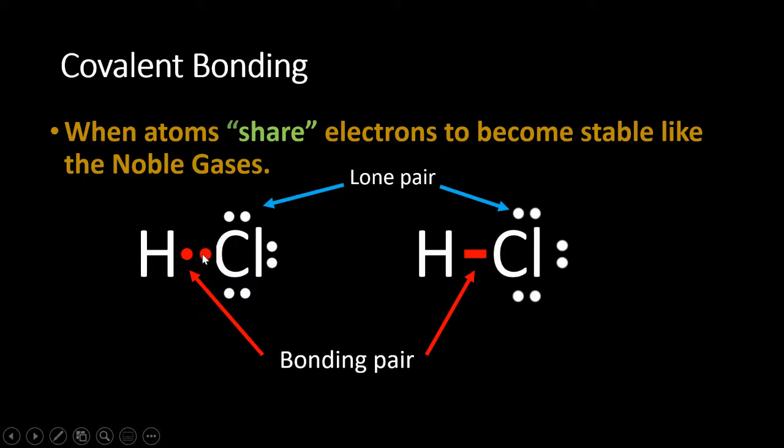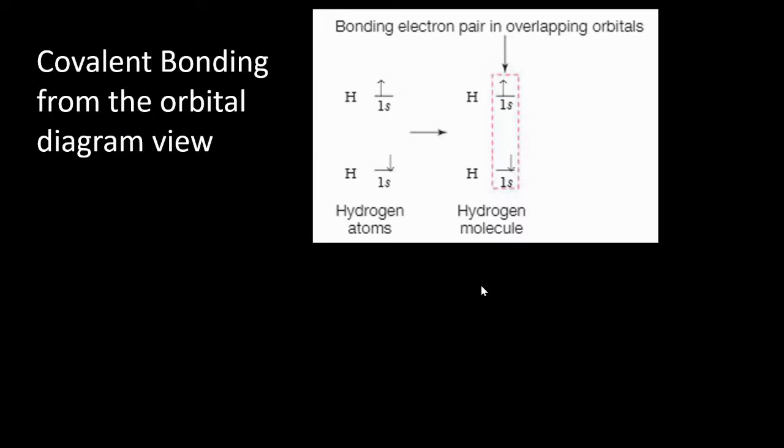Covalent bonding shares. There's what we call a bonding pair: two electrons being shared between two atoms. There are other electrons that we call lone pairs that are not involved in the sharing, but anything involved in the sharing is a bonding pair, and that's what makes them stable like noble gases.